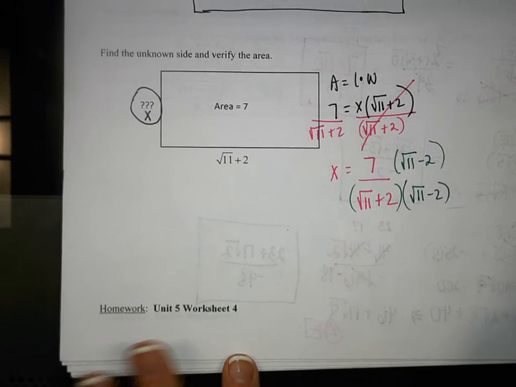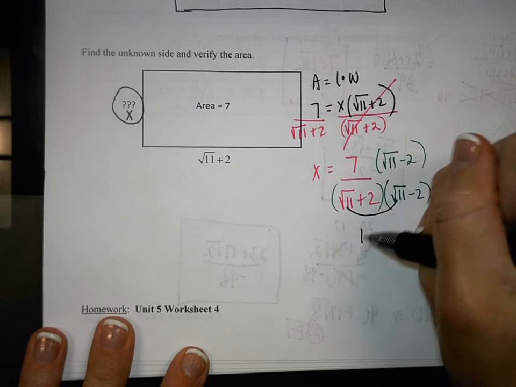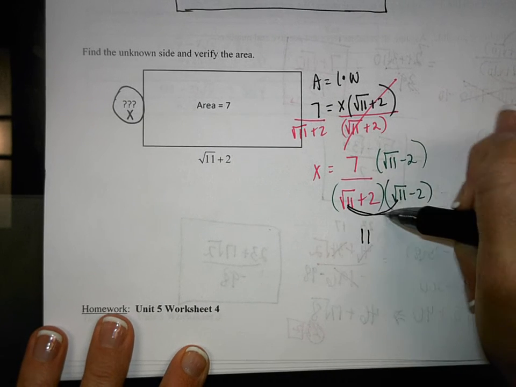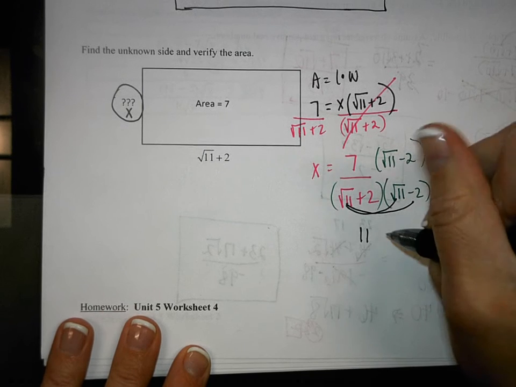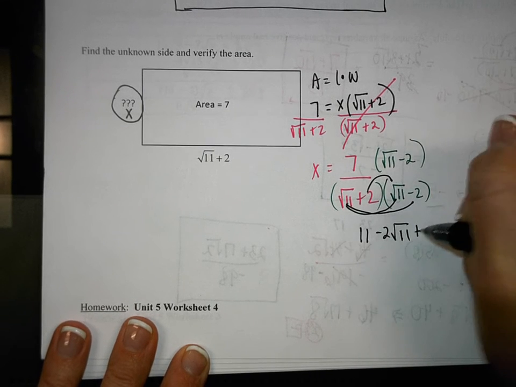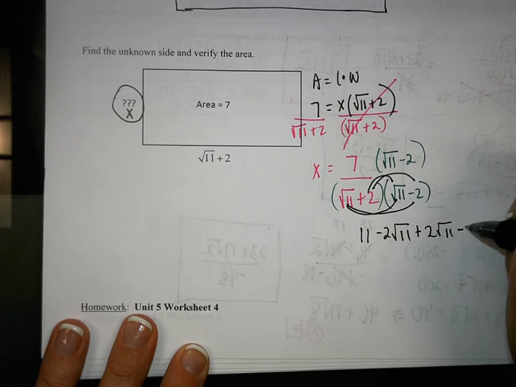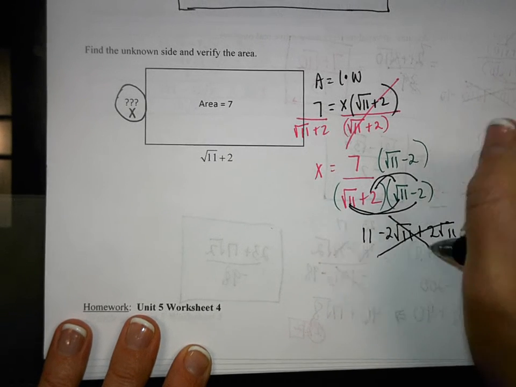So root 11 times root 11 is 11. Root 11 times negative 2 is negative 2 root 11. Good. 2 times root 11 is positive 2 root 11. And 2 times negative 2 makes negative 4. These cancel out. We get 11 minus 4, which is 7.